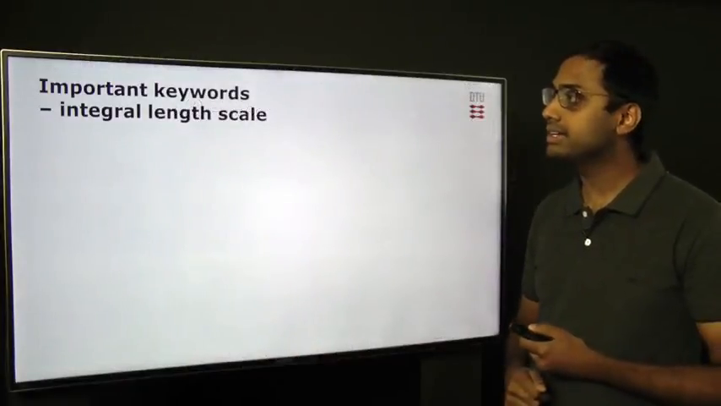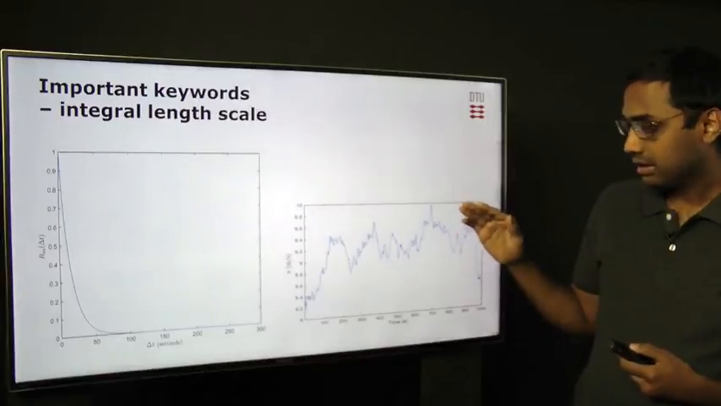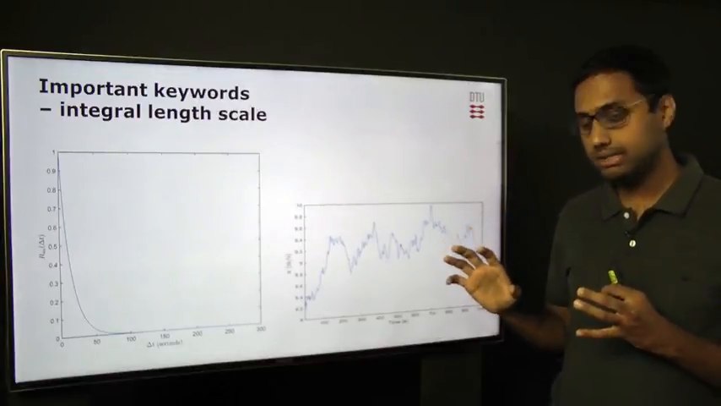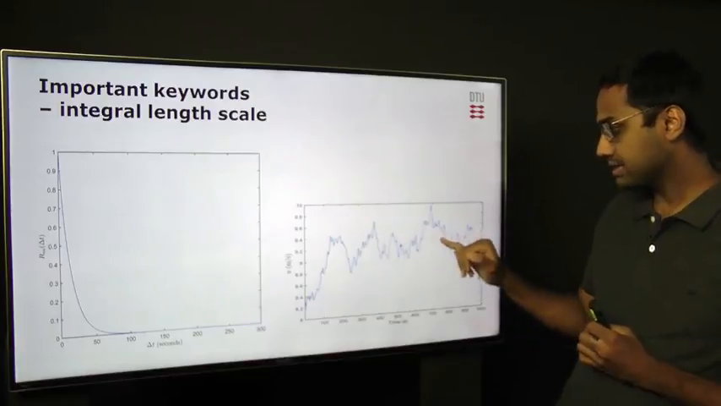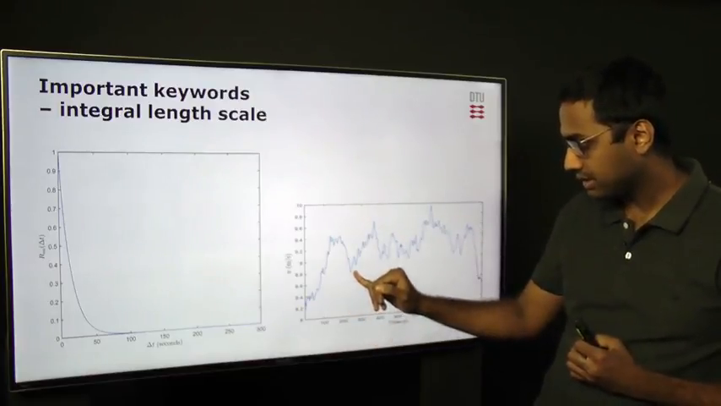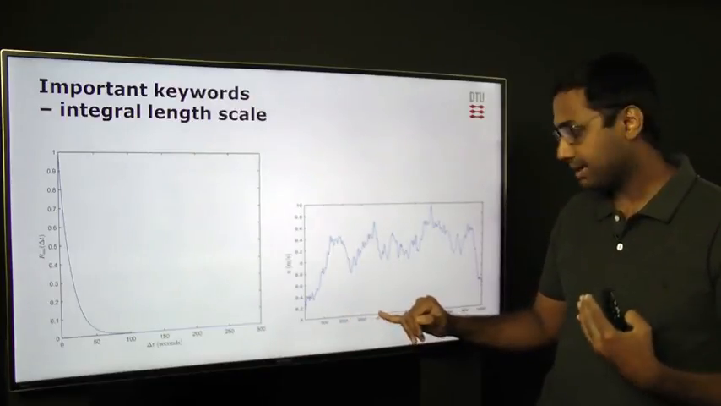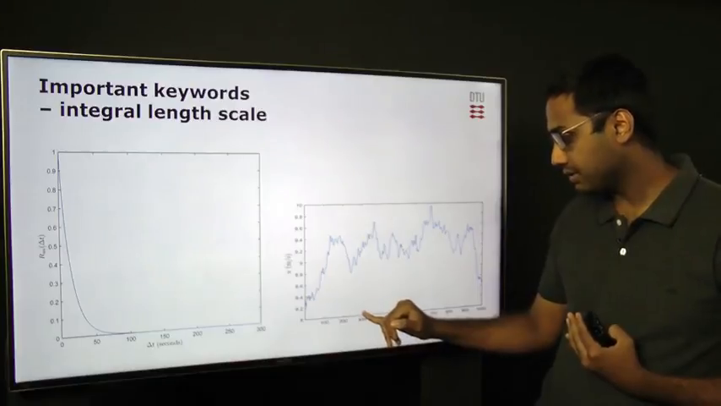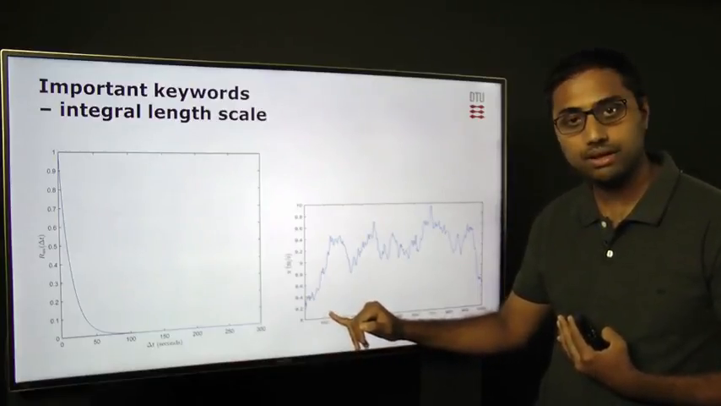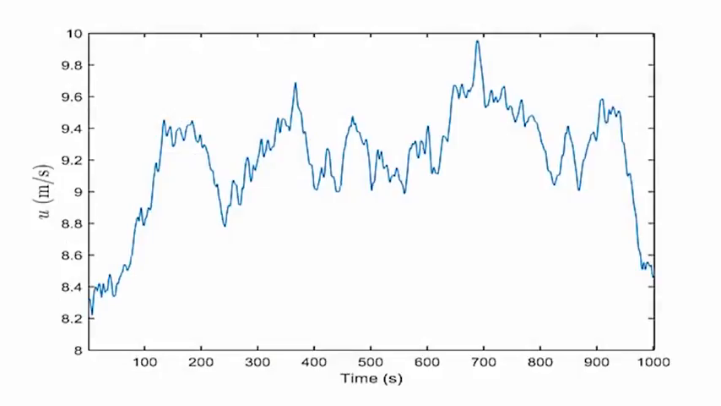Another important keyword is the integral scale. Physically, what integral scale means is that if we take a look at this time series, and if we simply take a look at the wind speed at 200 seconds, what can we say about the wind speed at 250 or 300 seconds and 100 seconds just by looking at the time series? So it's important to understand that there is something called the memory that the time series has, which is nothing but stored or quantified as the integral scale.